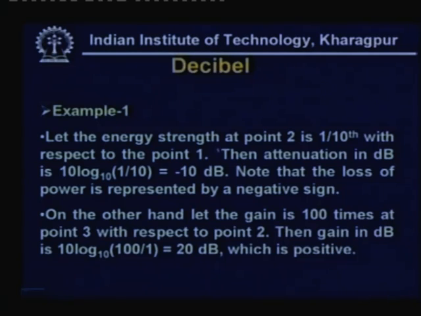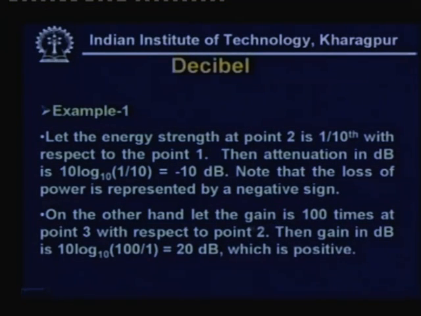Let the energy, strength or power at point 2 be 1/10 with respect to point 1. Then attenuation in dB is 10 log10 (1/10), that is minus 10 dB. It may be noted that the loss of power is represented by a negative sign. So whenever there is attenuation, by looking at the sign of the decibel value, we can find out how much attenuation, and also we can identify that it is attenuation.